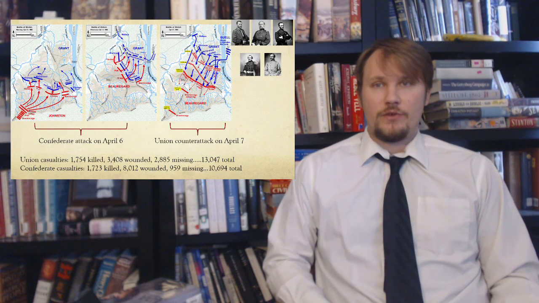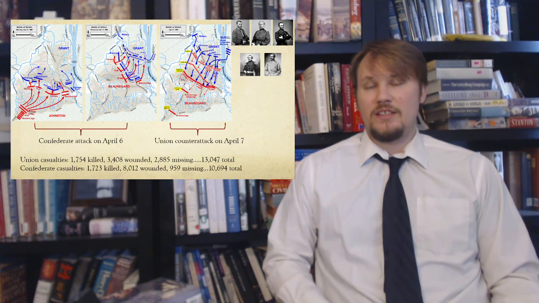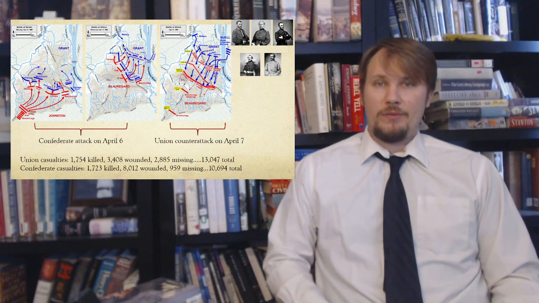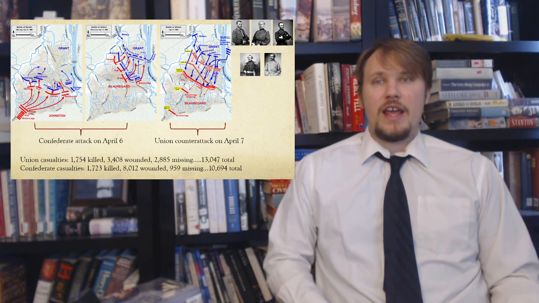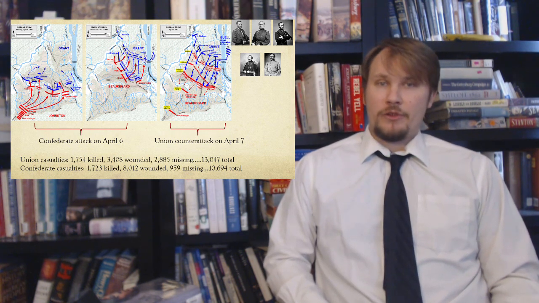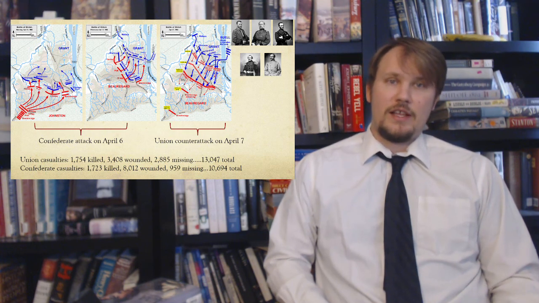On the first day of the battle, the Confederate attack was successful, and it almost drove the Union Army into the Tennessee River. Grant had been taken by surprise and as a result almost lost the battle. But during the successful attack on the first day, Confederate General Albert Sidney Johnston was killed, and this left Beauregard in charge of the Confederate armies.